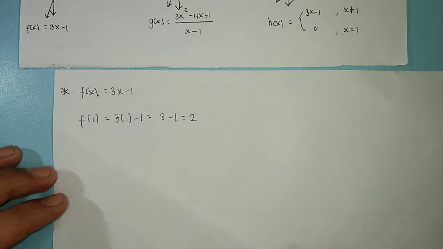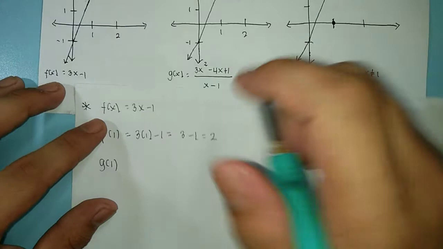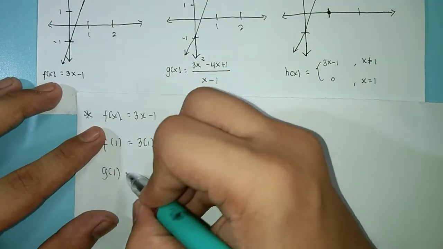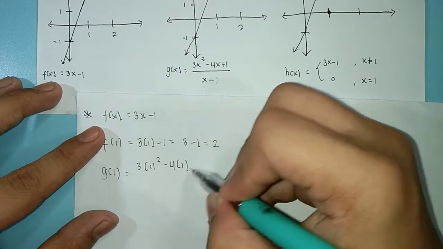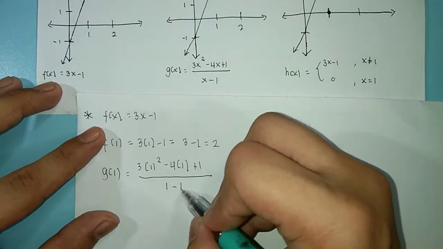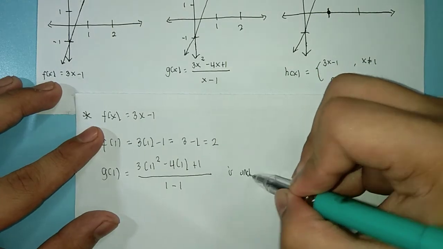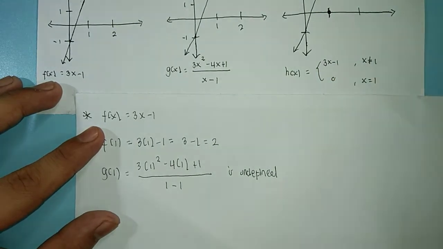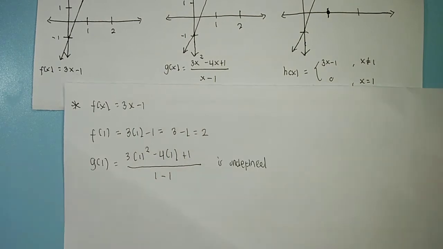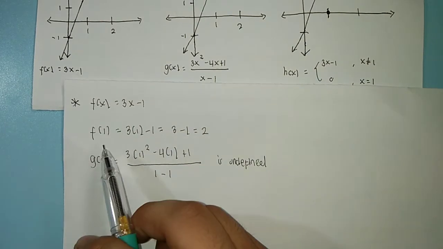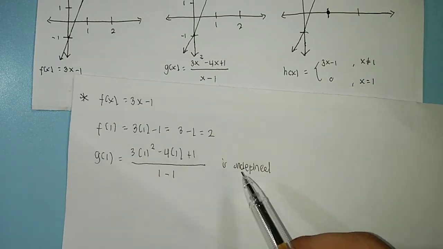But itry nga natin yung g of 1. G of 1 natin, ito yung g of x, no? So isa-substitute lang natin yung 1: 3 times 1 squared minus 4 times 1 plus 1 over 1 minus 1, and as you can see, g of 1 is undefined. Okay? Kasi magiging over 0 siya. Okay, so sa f of 1 meron tayong value, pero sa g of 1 that is undefined.